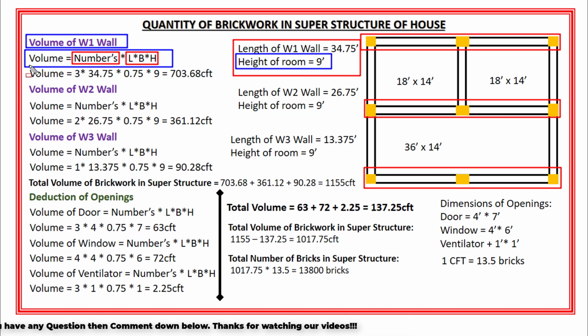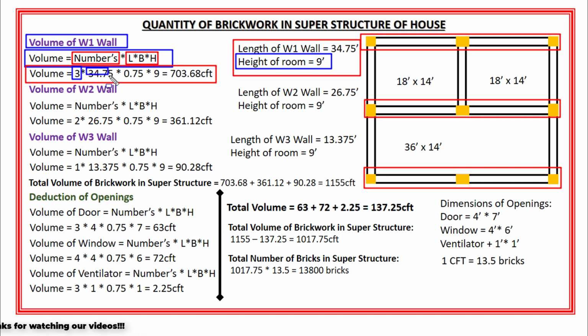So the volume of W1 wall is equal to 3, which is the number of W1 walls, multiplied by 34.75 feet, which is the length of W1 wall, multiplied by 0.75 feet, which is the width of W1 wall, multiplied by 9 feet, which is the height of the room. And the total volume or quantity of brickwork in W1 wall will become 703.68 cubic feet.